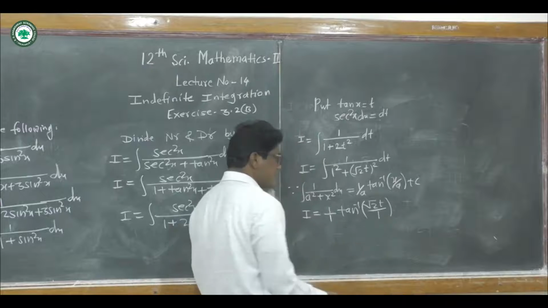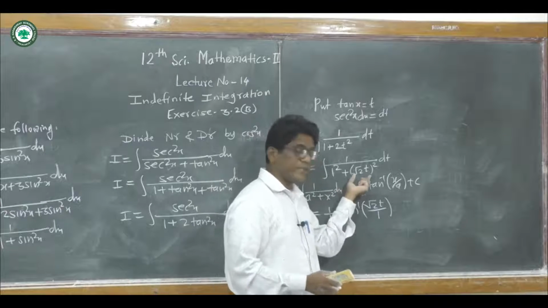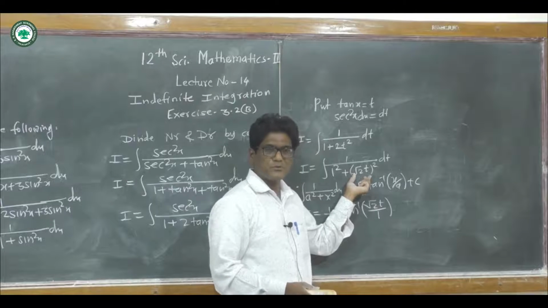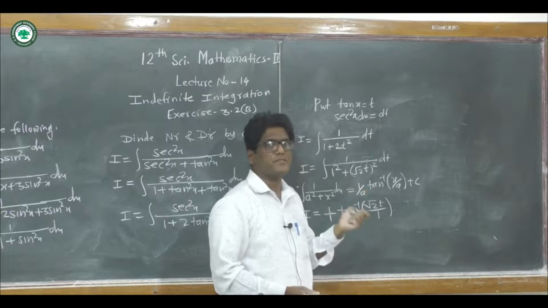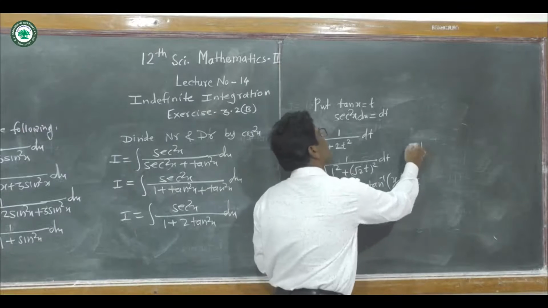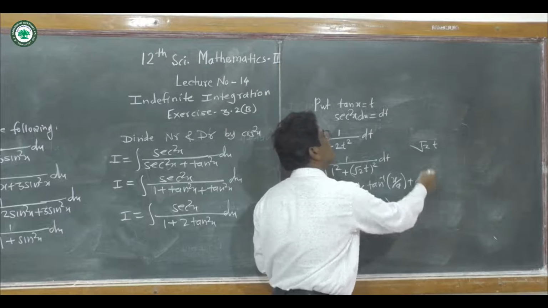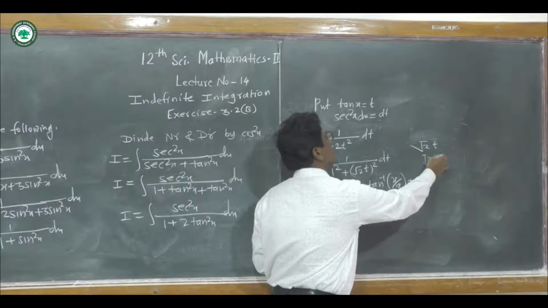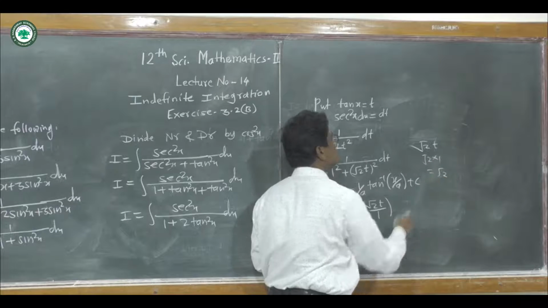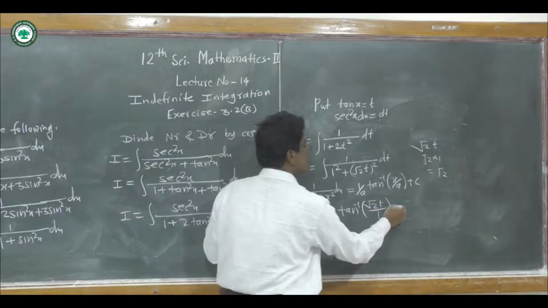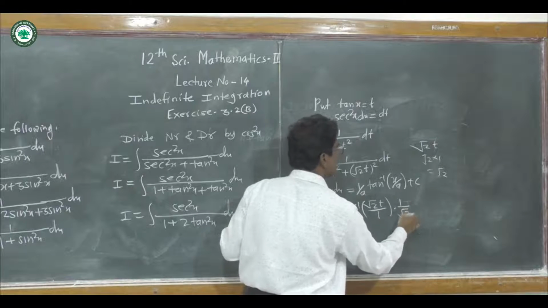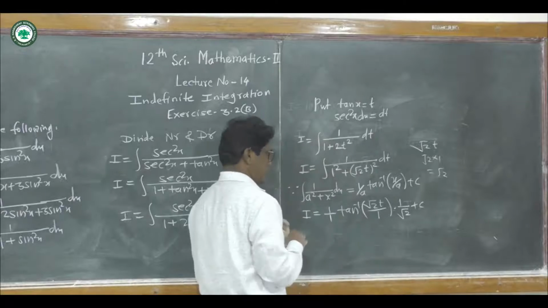and since in the place of t there is root 2 t, we take the derivative of root 2 t. Root 2 as it is, derivative of t is 1, so it is root 2. So we divide by root 2, meaning here I write 1 upon root 2, plus constant of integration.